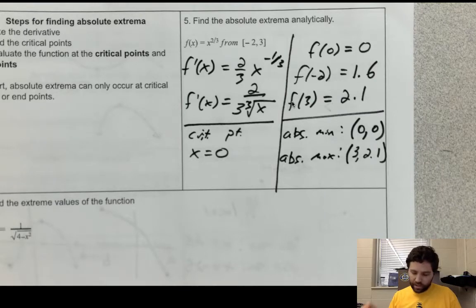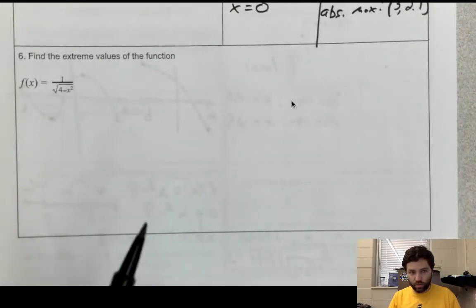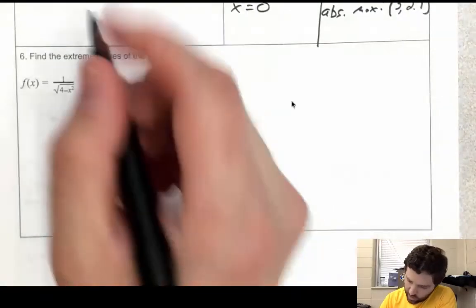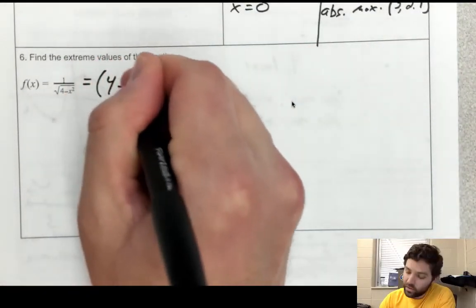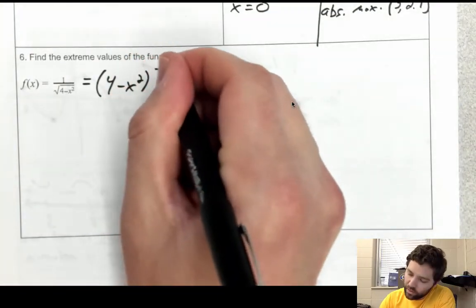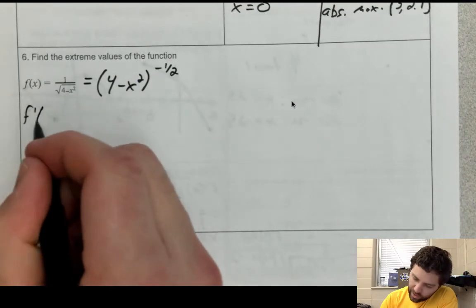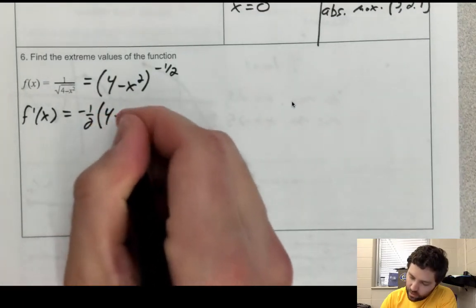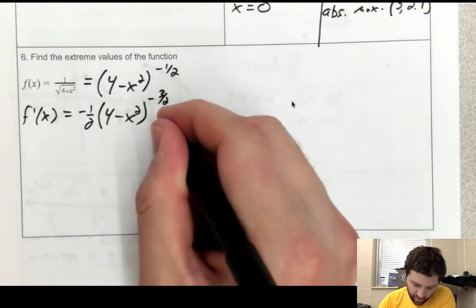All right, let's do one that's slightly more interesting to analyze. Let's find the extreme values of the function in number 6, 1 over the square root of 4 minus x squared. The first thing I'm going to do is rewrite this in rational exponent form. So it's 4 minus x squared to the negative 1/2. And then I'm going to take the derivative. So f prime of x is going to be negative 1/2, leave the inside alone, subtract 1 from the power, times the derivative of the inside.